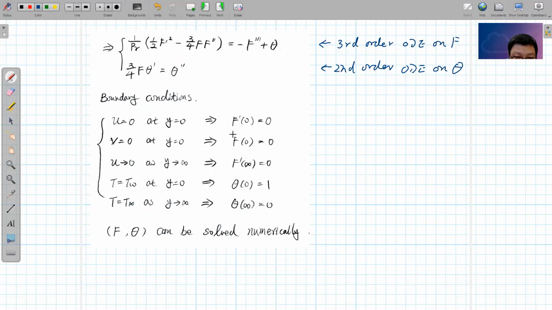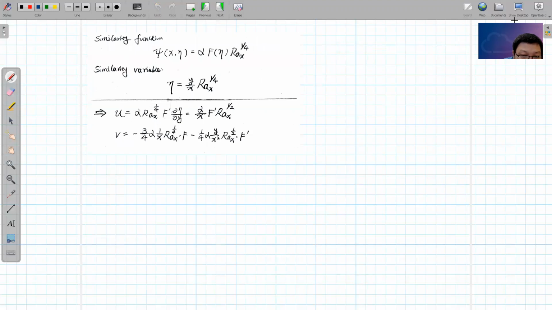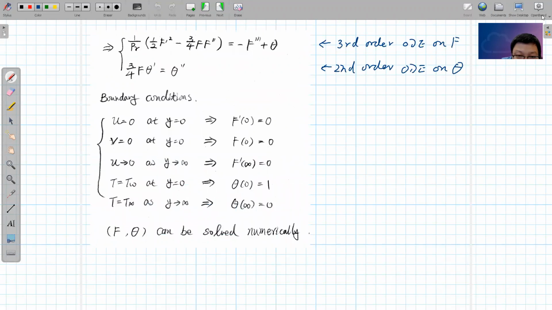So this gives the meaning of the boundary conditions. At y equal to 0, u equal to 0. What does this mean? u equal to 0 means that f prime has to be 0, because u is given by this expression, right? So that's why you have f prime 0 equal to 0.